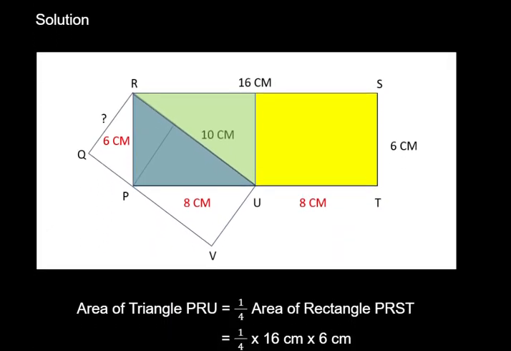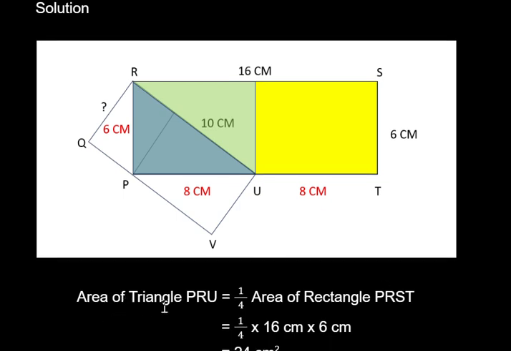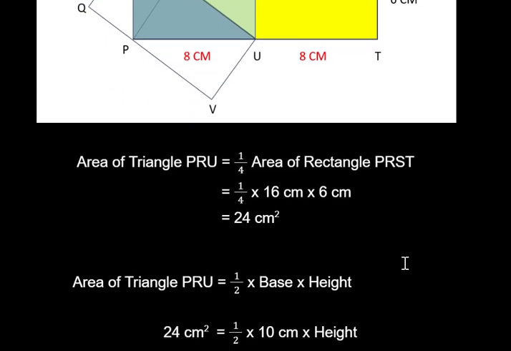I'll use this figure so that you can see clearly. The area of the triangle PRU is 1/4 of the rectangle PRST, which is this big rectangle. So it's 1/4 multiplied by 16 multiplied by 6, which is 24 centimeters square. So this small triangle here is 24 centimeters square.